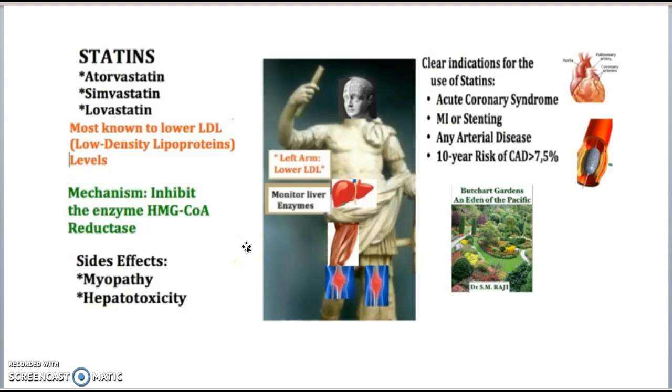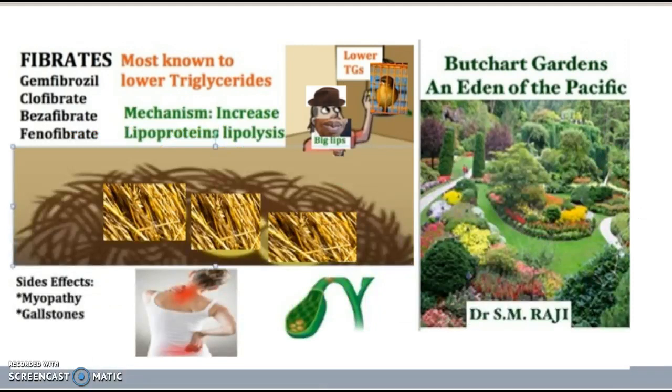So what is the mechanism? The mechanism inhibits the enzyme HMG-CoA reductase, and the side effects are myopathy and hepatotoxicity. Clear indications for the use of statins are acute coronary syndrome, MI or stenting, or any arterial disease. If it's greater than 7.5%, there is a 10-year risk of CAD. Don't forget that. So let's talk about fibrates now.